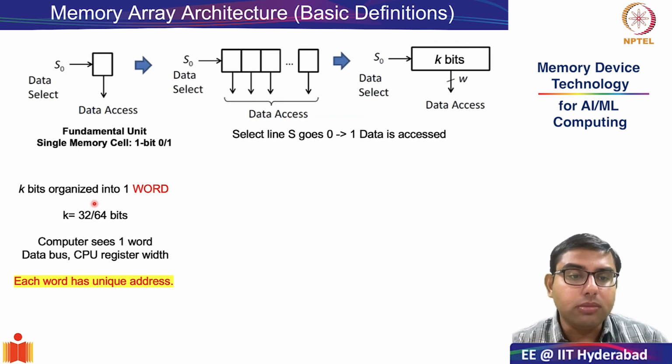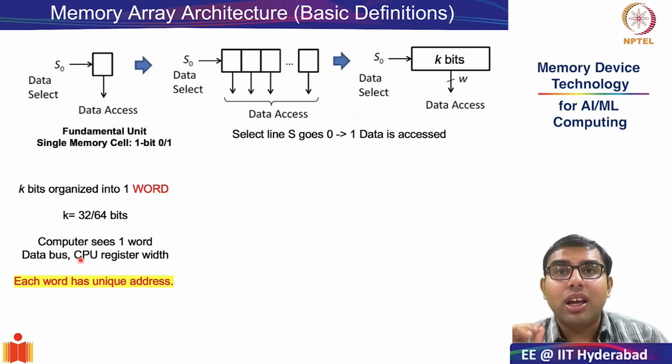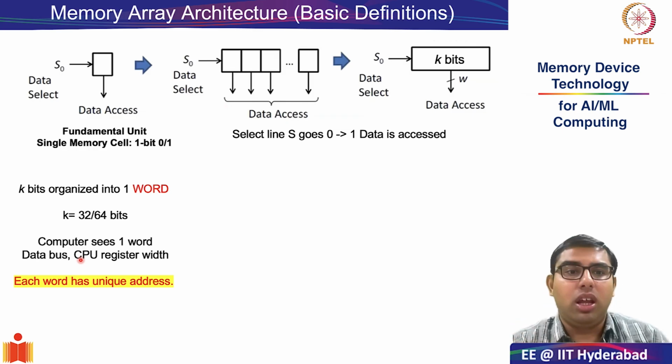So in essence, the CPU's expectation from the memory unit is that when it asserts one address line, it should get in return 1 word worth of information, or k bits worth of information. And therefore, the size of the data bus, in most general cases, is also k bits.